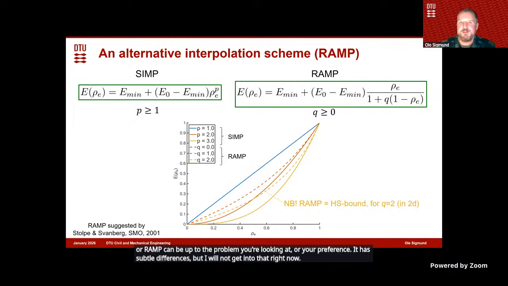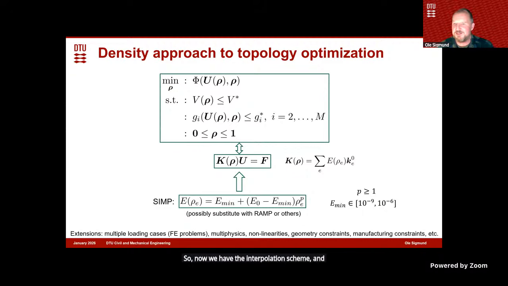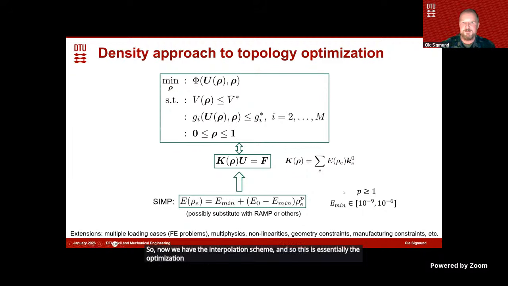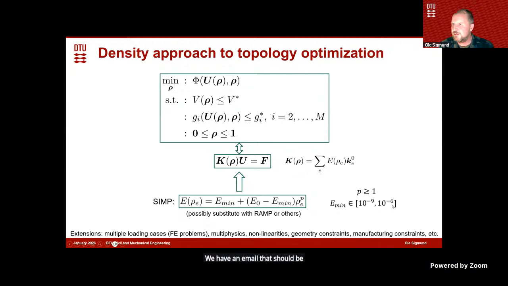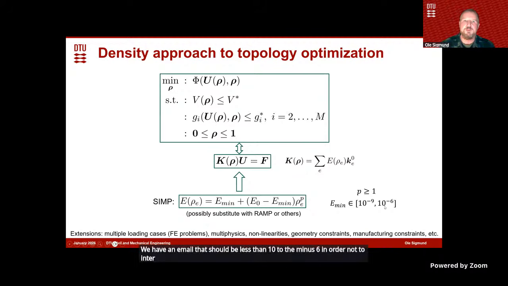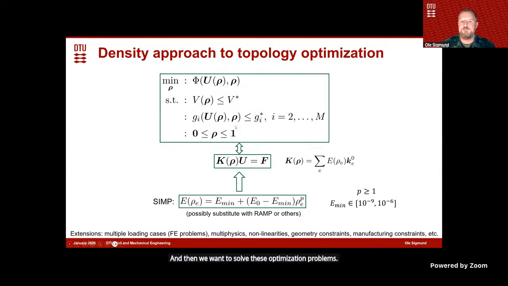So now we have the interpolation scheme. And so this is essentially the optimization problem we have. We have some kind of, let's say, SIMP for now. We have an E-min that should be less than 10 to the minus 6 in order not to interfere too much with optimization. And then we want to solve this optimization problem.